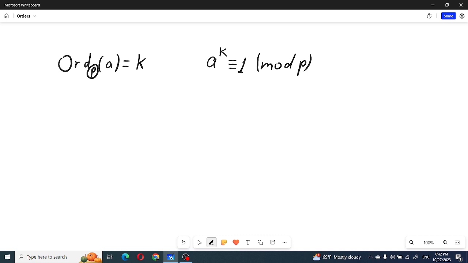And the most important feature of the order is that if we are given that a to the m equals 1 mod p, then m must be divisible by k.